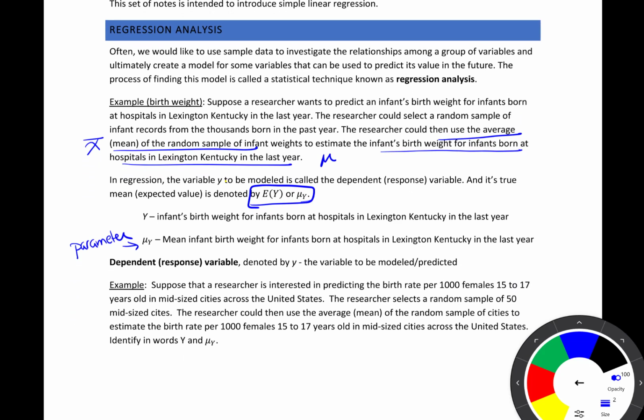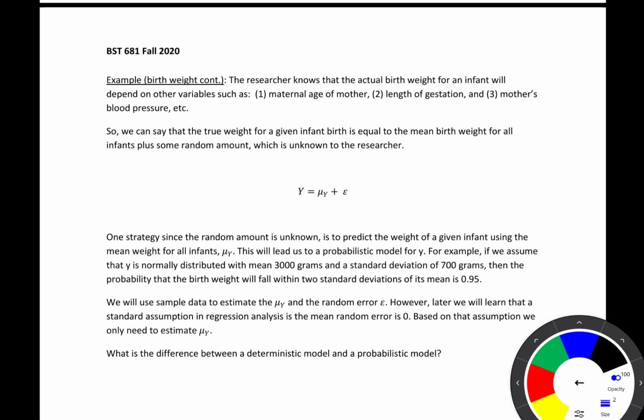The dependent or the response variable, we denote that by y. And that is going to be the variable that we want to model or that we want to predict, like in our first example, where we wanted to model birth weight. So suppose the researcher knows that the actual birth weight for an infant will depend on other variables, such as maternal age of the mother, length of gestation, and a mother's blood pressure.